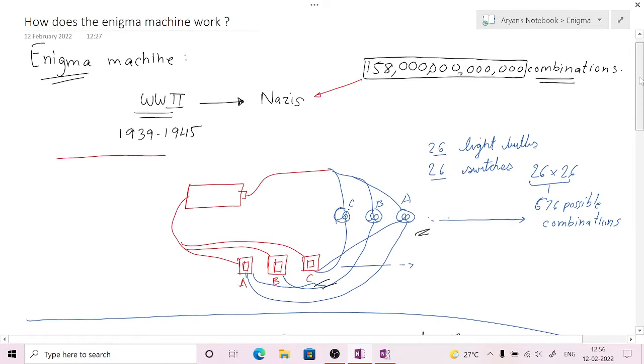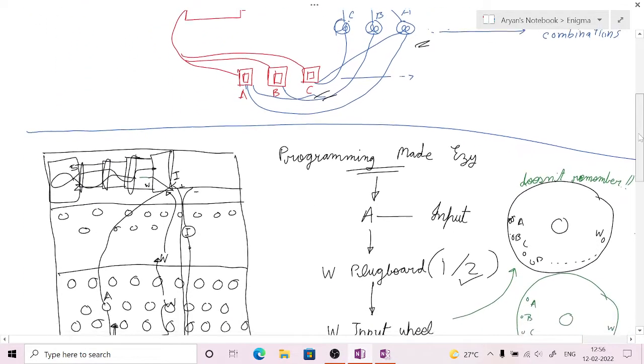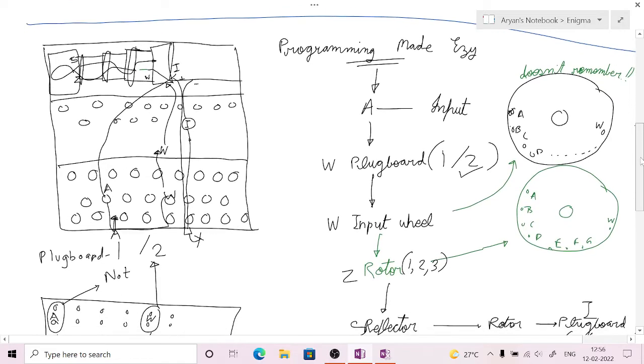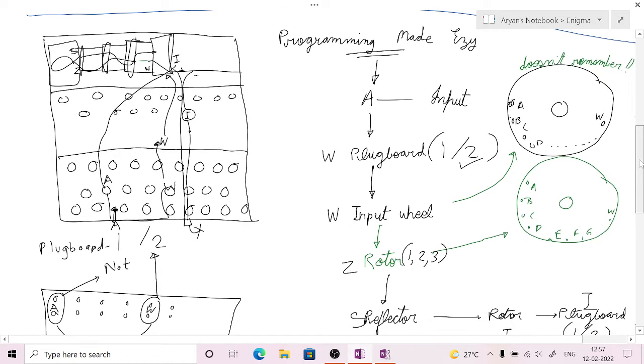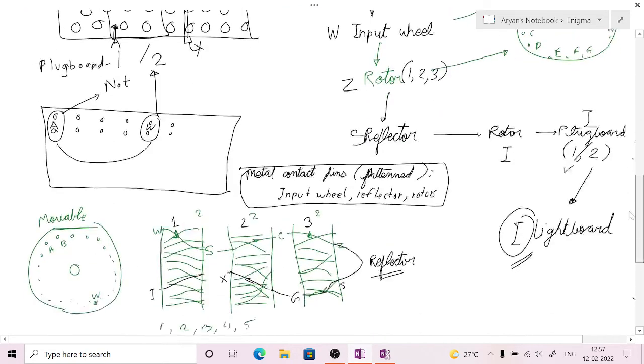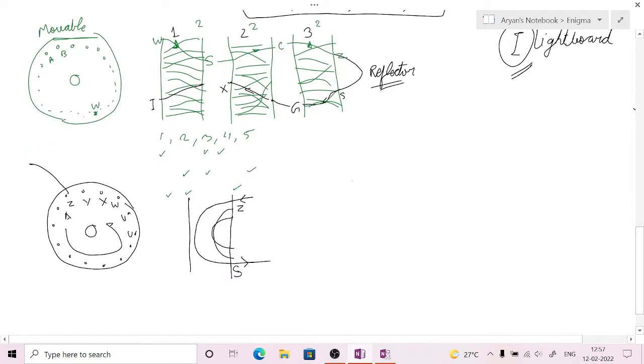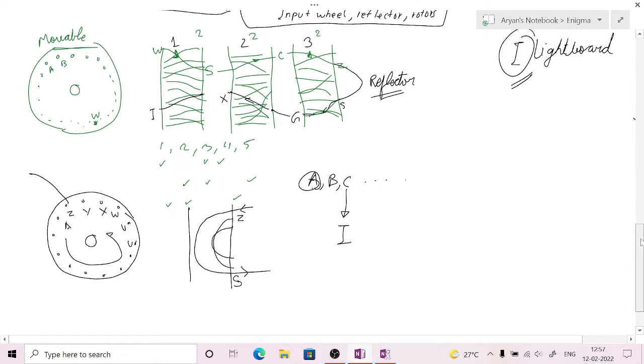How Enigma worked, what were its possible combinations, what was the main fundamental principle used, which we explored is circuits, completely based on circuits, and now how we are going to make it using Python. So now we had A, B, C, and so on, and we had taken A specifically as our input and we got I. Similarly, this was for one particular case, but what made Enigma unbeatable?